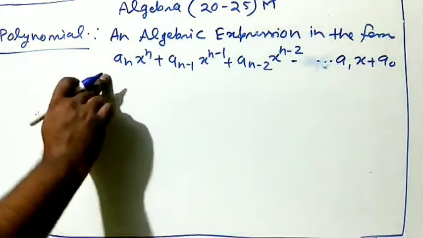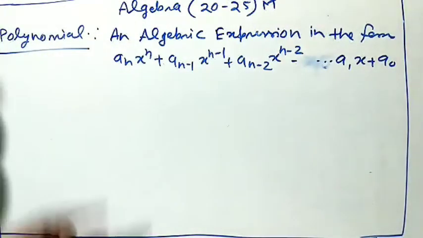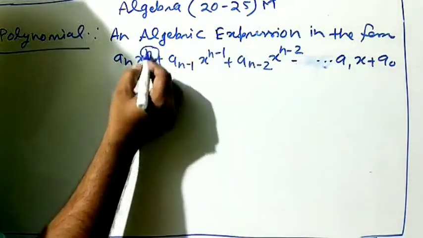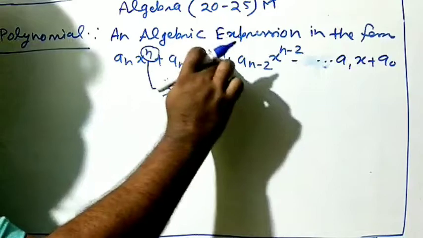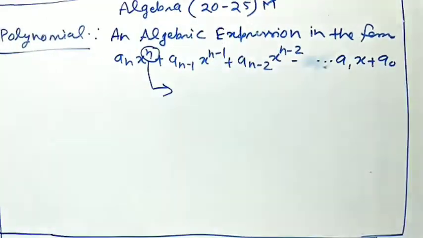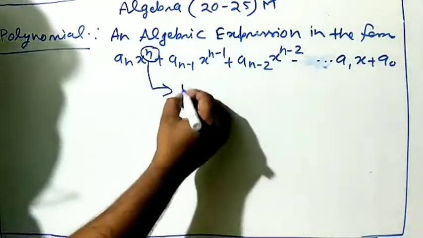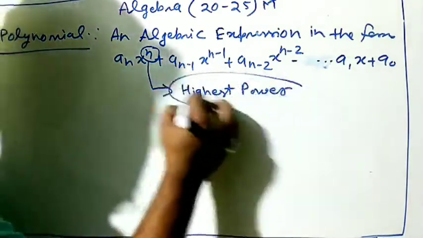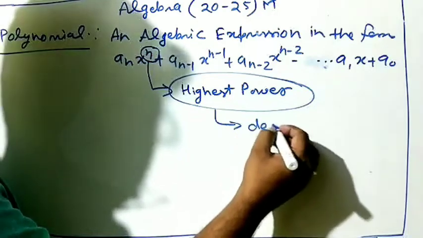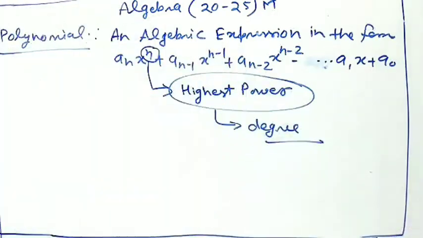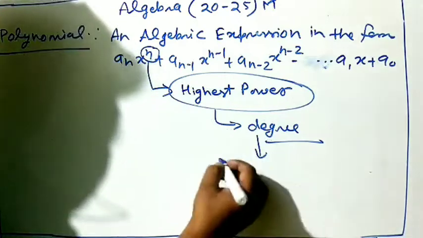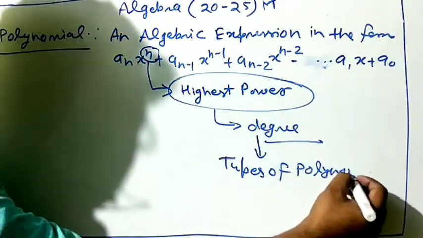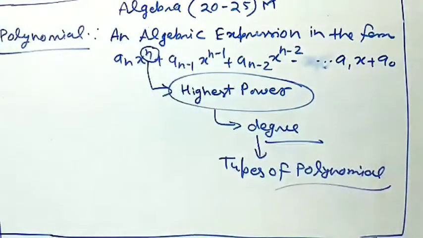The most important thing in this equation is that the power is going to decrease. If n is going to decrease, then n will be the highest power, because the next terms have n minus 1, n minus 2, and it is going to decrease. It means n is the highest power. This is called the degree, and degree defines the types of polynomial. What are the types of polynomial?